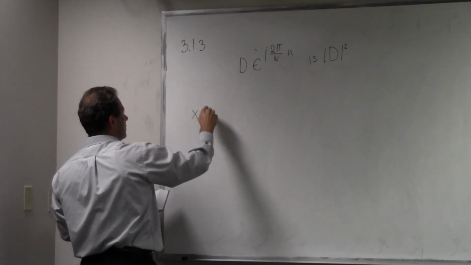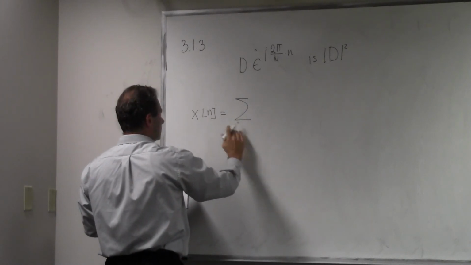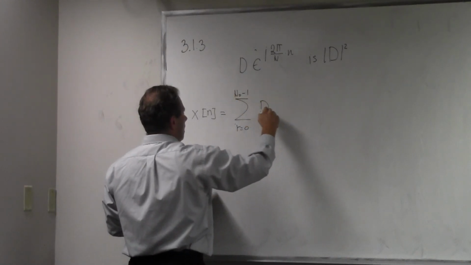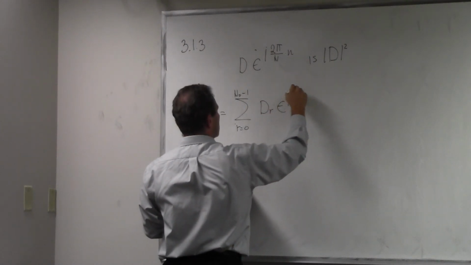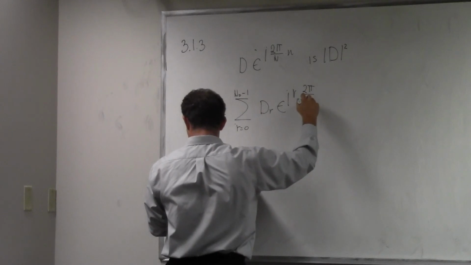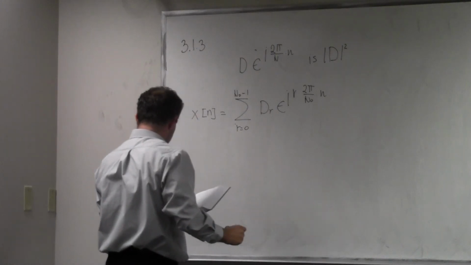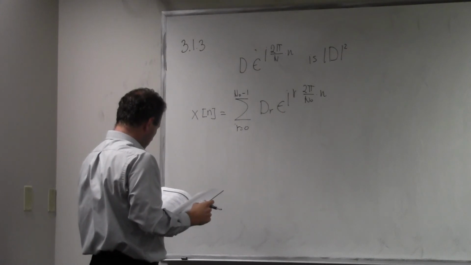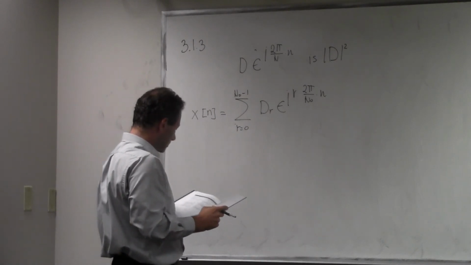Here's the signal. I don't know what we meant by the first part, but the signal is the sum over r from 0 to N0 minus 1 of d_r e to the j r times 2 pi over N0 times n. And it says here, determine the power of this signal. I guess this signal exists for every n.